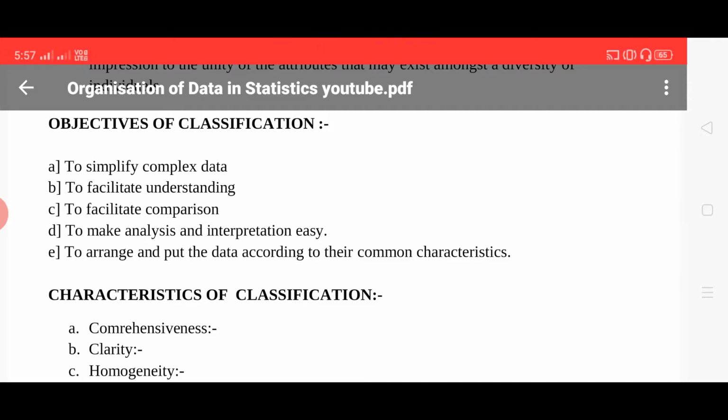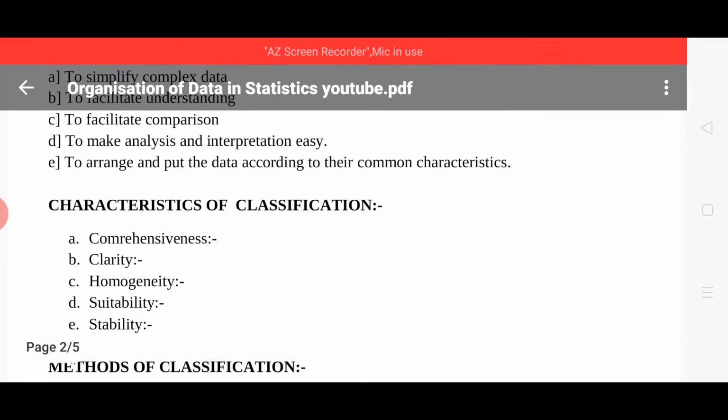When you go to watch a movie, you will not find a mobile inside, because you know that it has been classified on some basic characteristics. To facilitate comparison, naturally we make comparisons, we can make analysis and interpretations easily, to arrange and put the data according to their common characteristics.